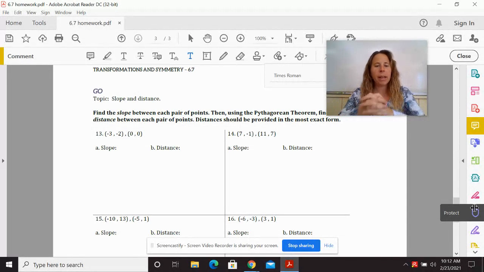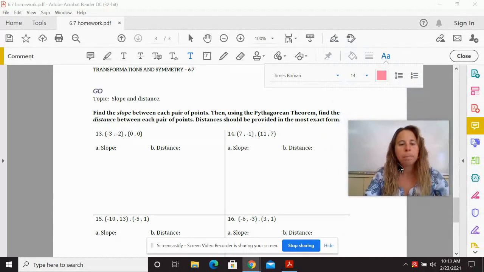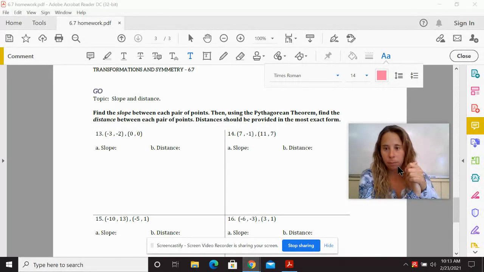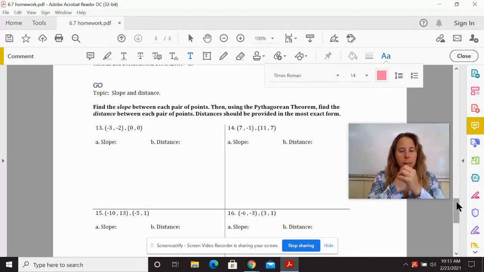Okay. So it says find the slope between each pair of points. Hold on. Let me move myself. There. Then using the Pythagorean theorem, find the distance between each pair of points. Distances should be provided in the most exact form. All right, so they don't want you changing them into decimals. Okay, I'll just start with number 13 because it's here.